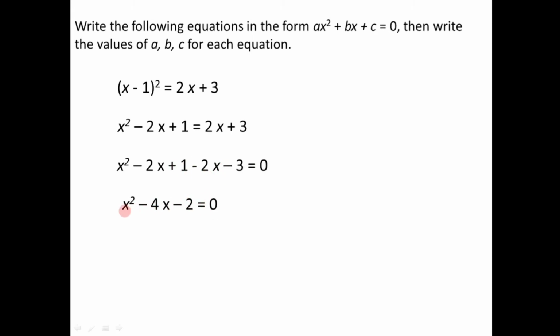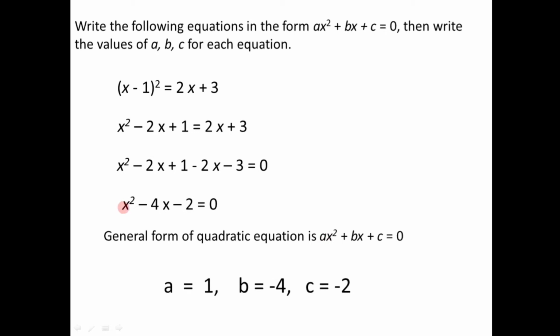Now this is in the general form ax squared plus bx plus c is equal to 0. We have to find the values of a, b and c. That's why we have to compare this with the general form of the quadratic equation ax squared plus bx plus c is equal to 0. If we compare these two, we get the value of a as 1, as the coefficient of x squared is 1 here. The value of b is the coefficient of the second term, that's minus 4, and the constant term is minus 2 here, that's why c is equal to minus 2. These are the values of a, b and c for this equation.